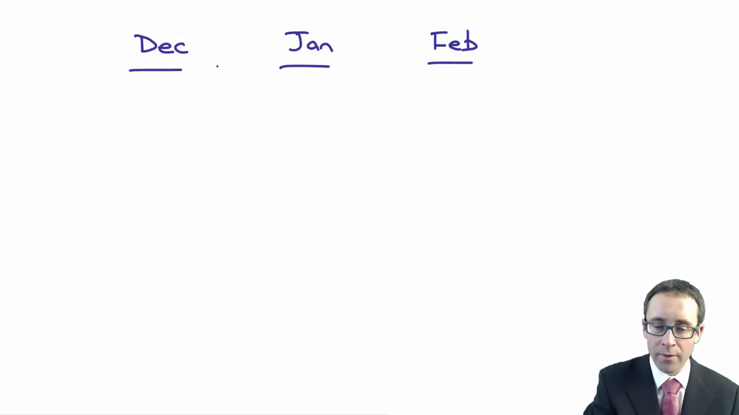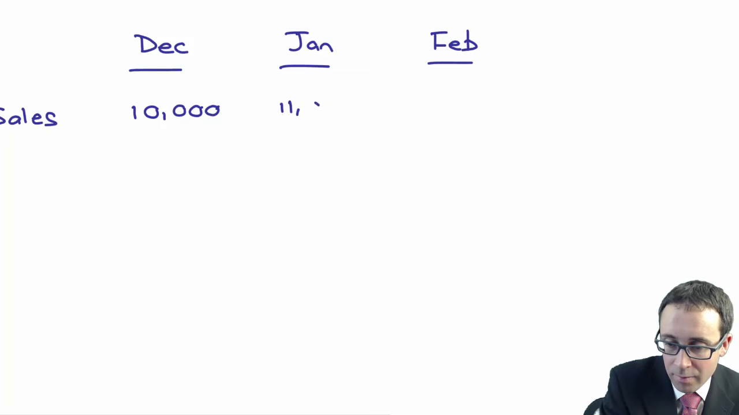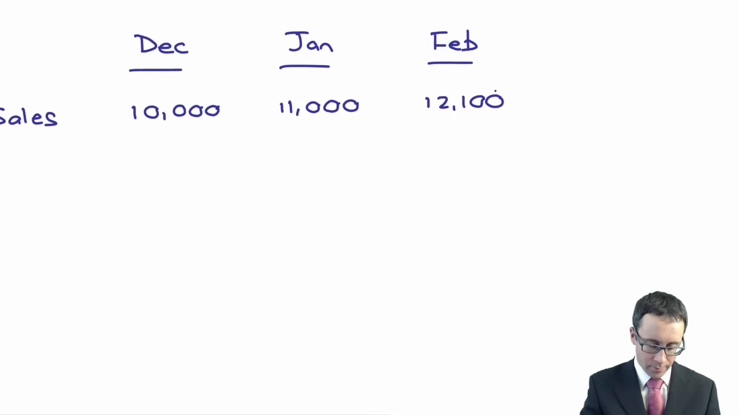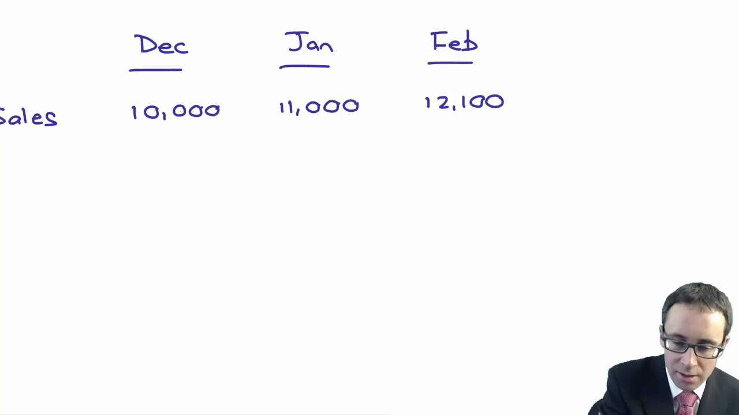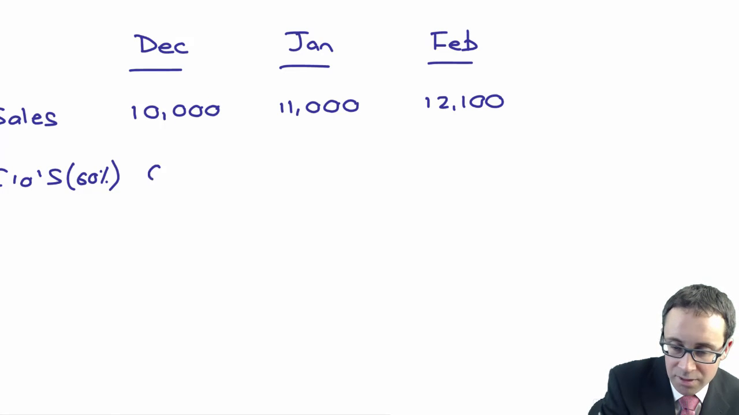So December, January, February. What we've got there again was our sales, wasn't it? And our sales were 10,000, 11,000, and was it 12,100? Okay. Yes. We know that your gross margin is 40%. So your cost of sales has to be 60%, doesn't it, of your sales?